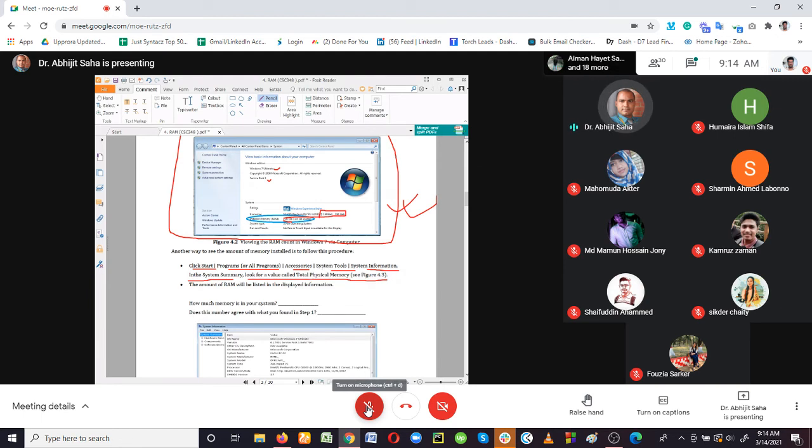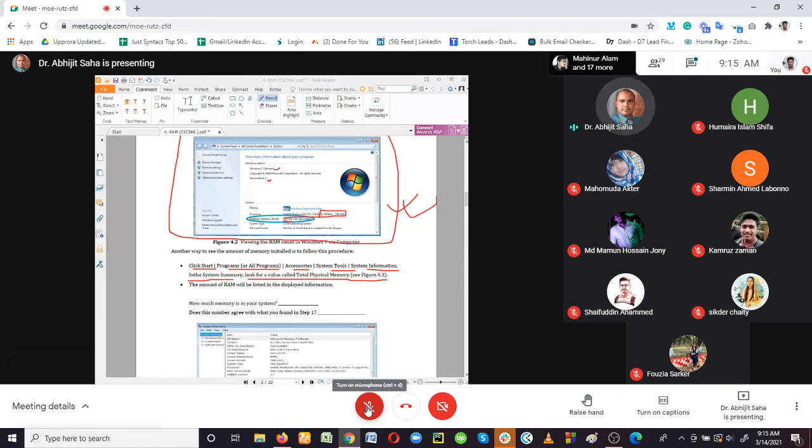Every computer has the start menu button. If you go to the start menu button, then to programs, accessories, system tools, system information. Or, if you're using Windows 10, there is a search tool on the right side of the Windows button. If you just write system information, that's enough.